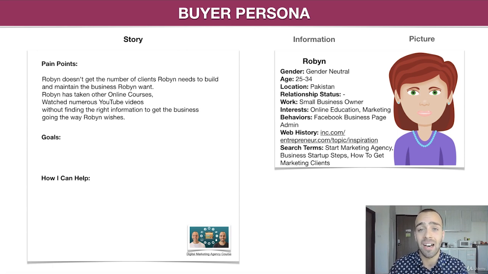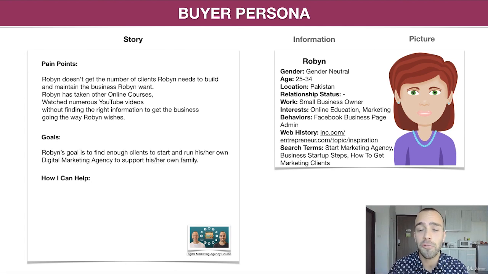Robin has taken other online courses, watched numerous YouTube videos, trying to find the right information online, maybe went to Google numerous times trying to find the right information in order to start building this agency and to keep it going. But Robin hasn't found the right information yet. So what is Robin's goal? Robin's goal is to find enough clients to start and run his or her own digital marketing agency to support his or her own family.